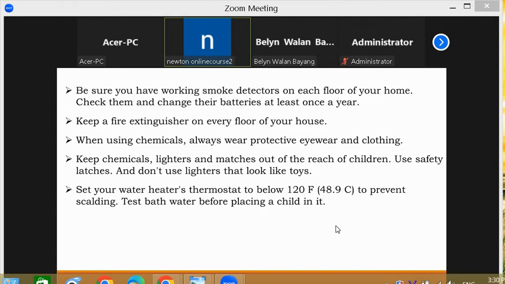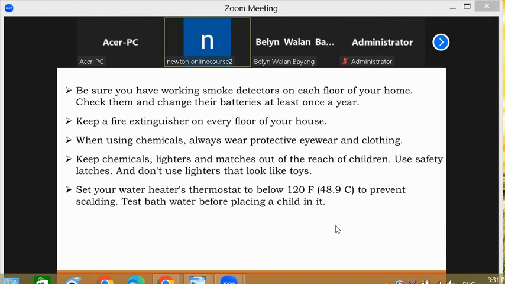If you buy lighters and matches that look like toys, the children will think that it's their toy, so they will be playing with that. So do not buy those. If small children are in the home, do not buy that.